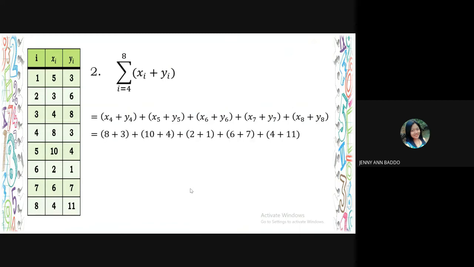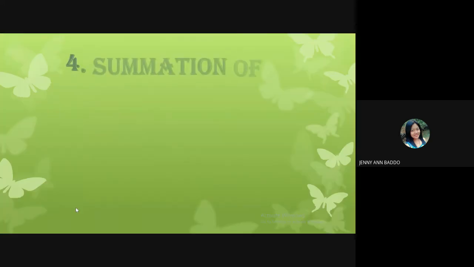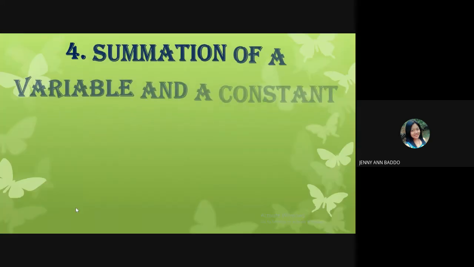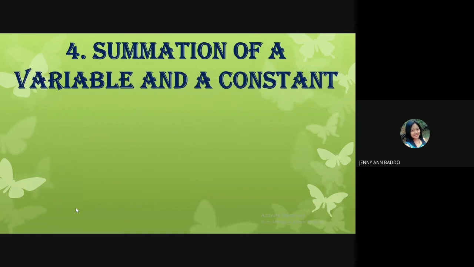So by substitution, we have 8 plus 3, 10 plus 4, 2 plus 1, 6 plus 7, and 4 plus 11. Adding each pair, we now have 11 plus 14 plus 3 plus 13 plus 15, that is 56. Next property, we have the summation of a variable and a constant.